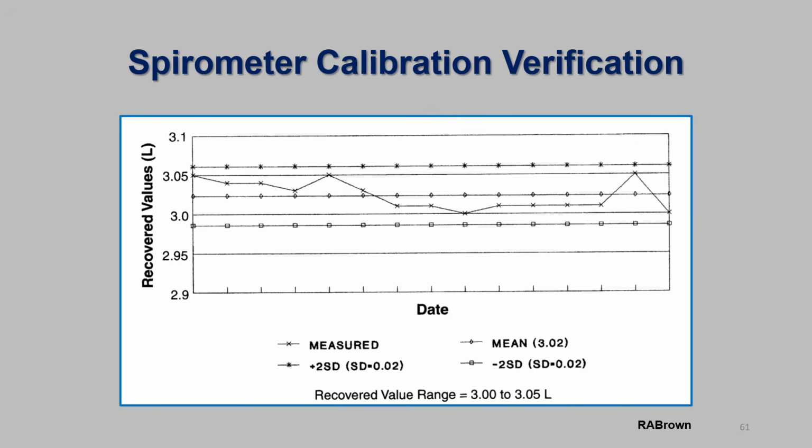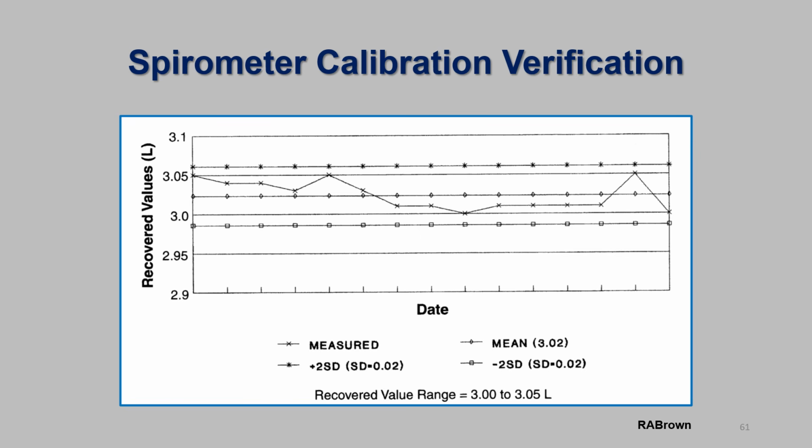This figure illustrates a calibration verification using a 3.00 liter calibrating syringe while in the test mode at 37 degrees centigrade. The recovered values were obtained on a single day after the spirometer was calibrated. A simplified method for calibration verification is as follows. A 3.00 liter calibrating syringe is attached to the calibrated spirometer system, and the syringe volume is introduced at varying flows. The resultant FVC is evaluated for acceptability.